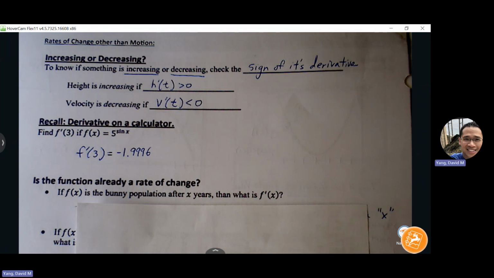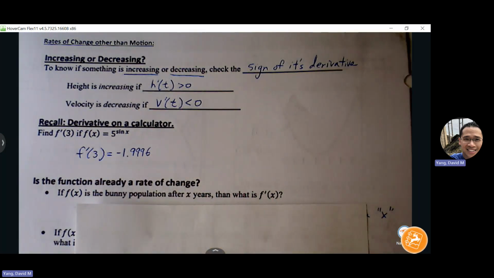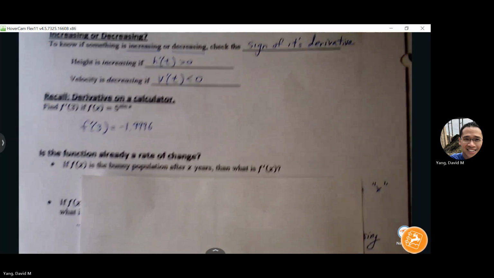Okay, increasing or decreasing, we know this. To know if something is increasing or decreasing, check the sign of its derivative. Height is increasing if h prime is greater than 0. Velocity is decreasing if v prime is less than 0. So the word increase, decrease is talking about the rate of change of whatever it's describing. Don't worry about the calculator just yet. We'll do the calculator features a little bit later.